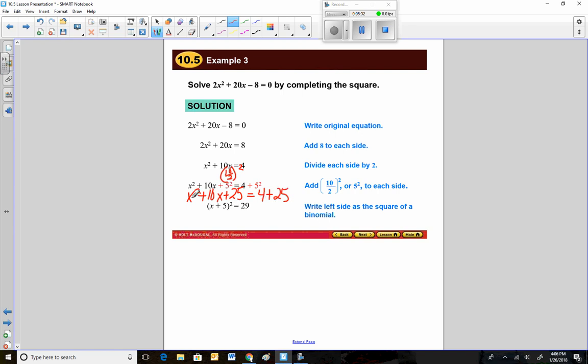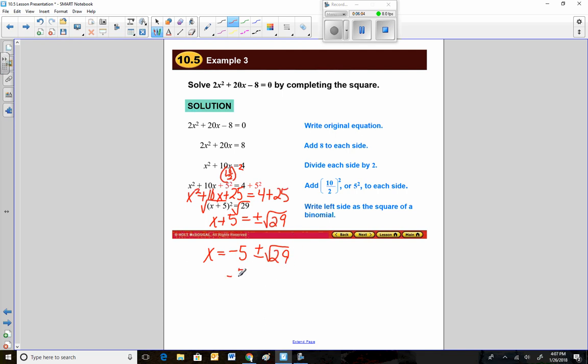So on this part, we do our x plus our 5 squared, because we remember this is always what that b was, cut in half. And 4 plus 25 happens to be 29. So now what do we do? Square root both sides. So you get x plus 5 equals plus or minus square root 29. And remember, we need to move the 5 over, so we get x equals negative 5 plus or minus square root 29.